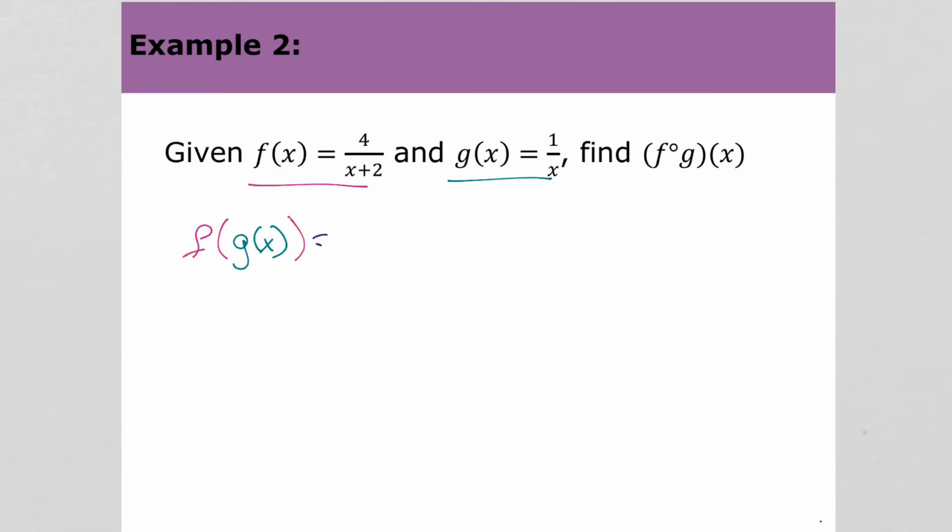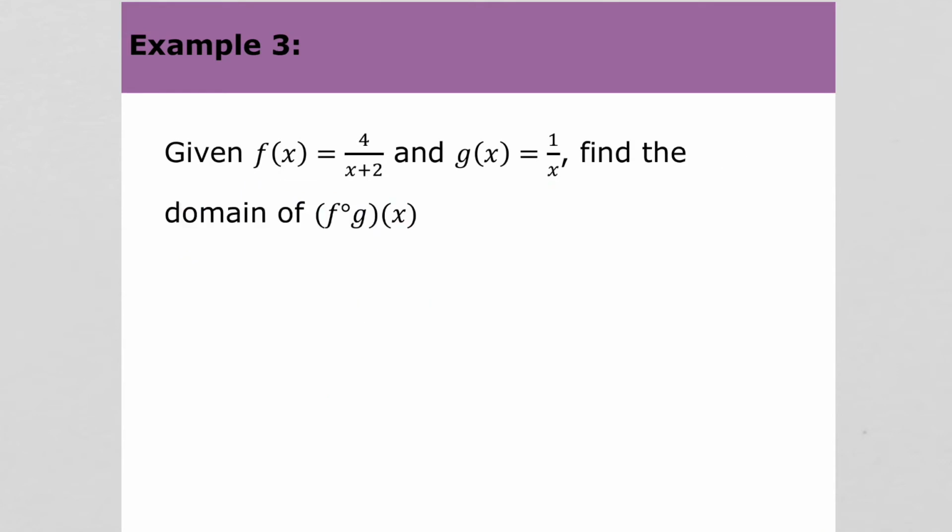is f of, and g of x is 1 over x. So wherever we see an x in f, we're going to put 1 over x. So we end up with this messy little thing, which we have to simplify. So let's get started on that. Do I have more space? Nope.